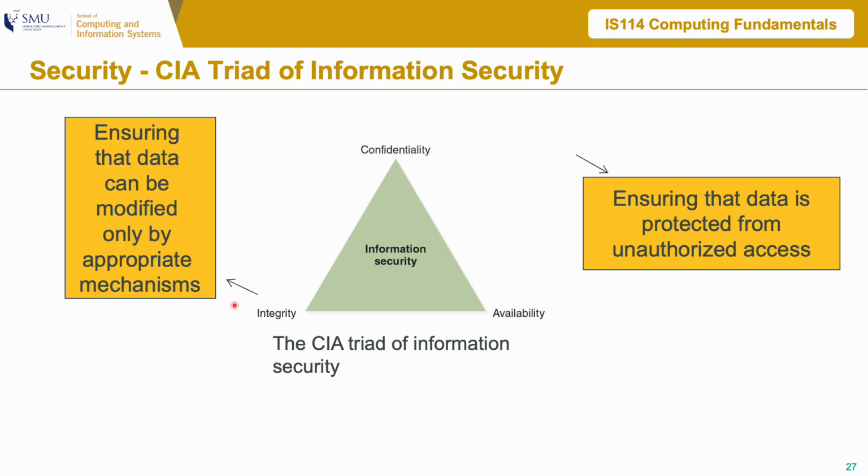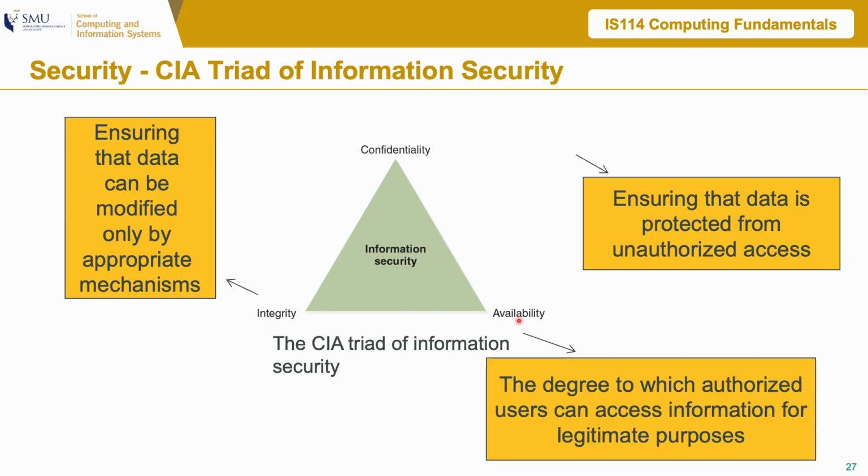The second pillar is integrity. Integrity means when the data is modified, it must be modified correctly by the correct person and follow the correct process. Integrity ensures data is always correct, accurate, and trustworthy. The third pillar is availability. Availability ensures that when authorized users want to access the data, they can always access it whenever they need it. A failure in any one of these pillars means the information system is not secure enough.